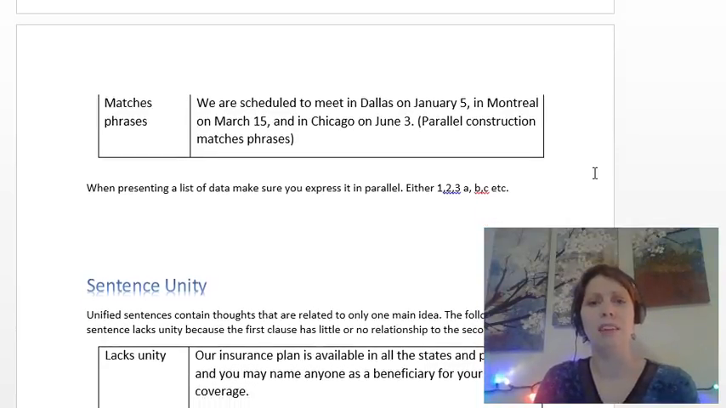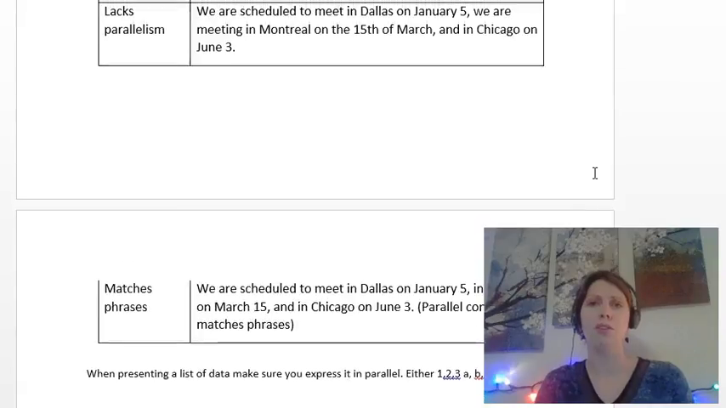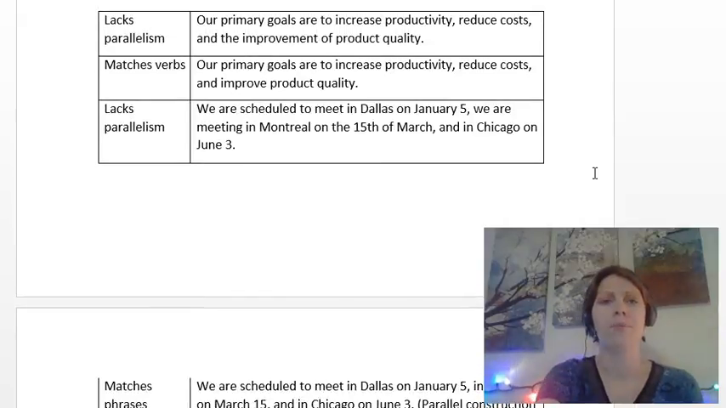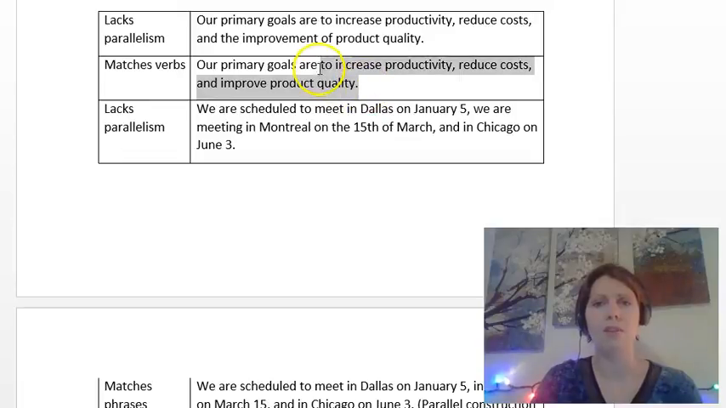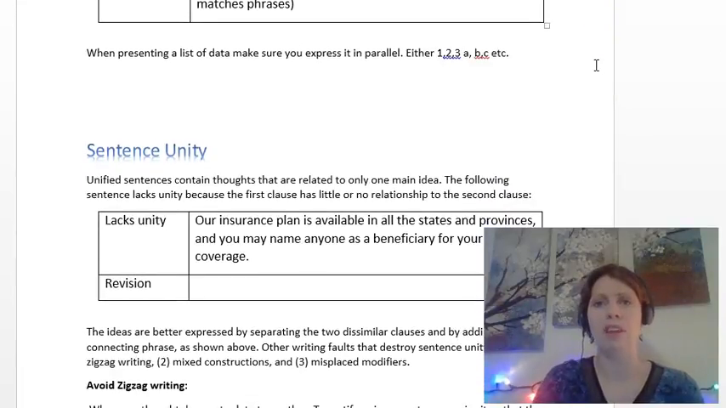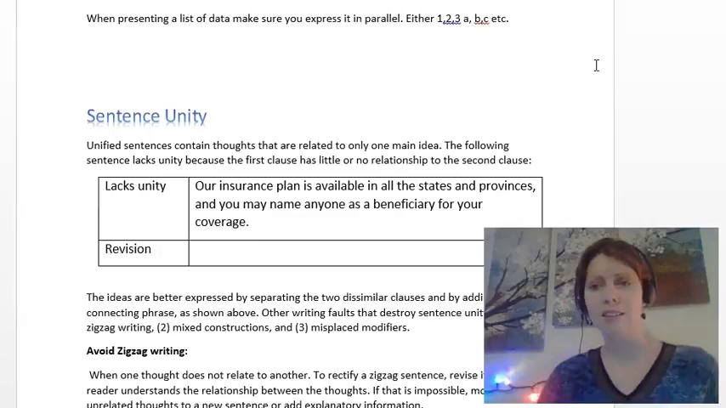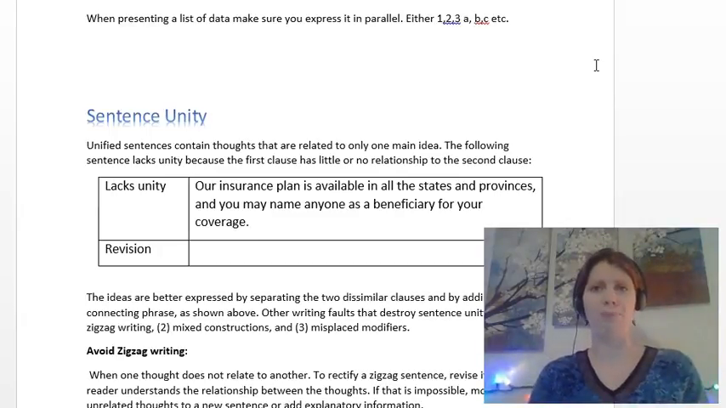When presenting a list of data, make sure that you express it in parallel. So you can either do what was up here, in this sentence, where you use commas, or you can do things like 1, 2, 3, ABC, whatever works for you, but just make sure if you're listing things that it's in parallel structure.